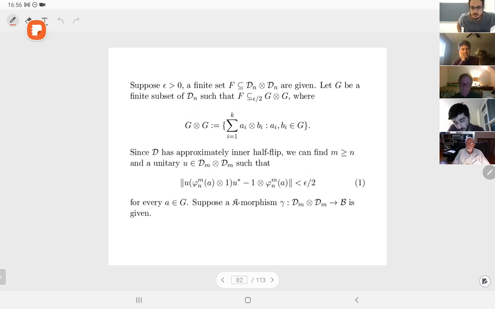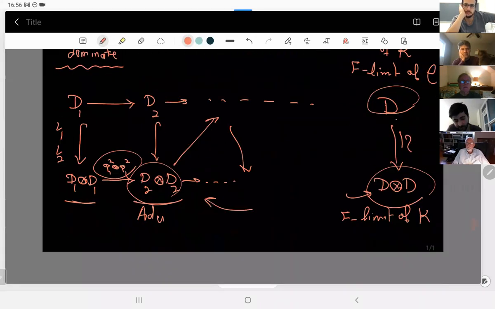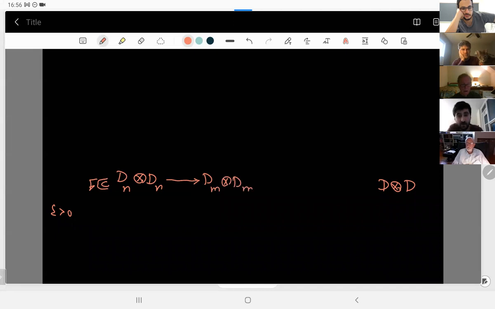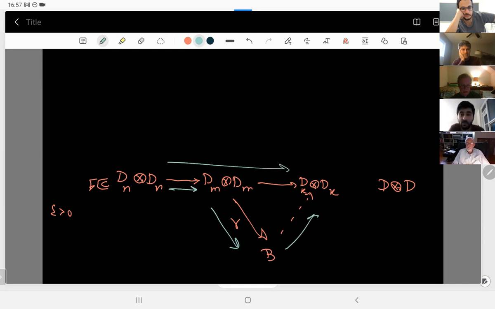But anyways, let me just quickly make a comment here. So what we have here, that's right. In order to show that this D tensor D is a Fraïssé limit, and I have this sequence Dn tensor Dn is a weak Fraïssé sequence, I have to show that I can find M larger. If you give me epsilon greater than zero and F, a finite subset here, I can find DM tensor DM, for M large enough, so that from here, if you give me gamma, an object B, I can absorb it here. From DK tensor DK, such that going from here, here, here, is the same as going to here on F modulo epsilon.